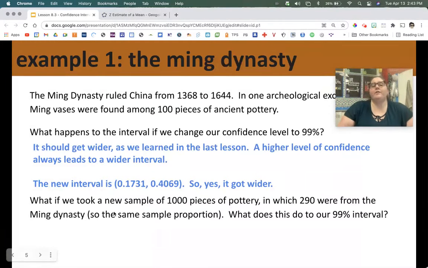The second one says, what if we took a new sample of 1,000 pieces of pottery in which 290 were from the Ming Dynasty? So we have a bigger sample size, but 290 out of 1,000 is the same as 29 out of 100. So the same proportion of the sample, but how does that bigger sample size affect our confidence interval? And just to make things a little bit easier, I'm going to keep the 99% so that we can directly compare to this interval we just got that was a 99% interval.